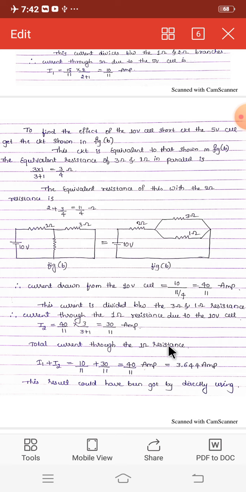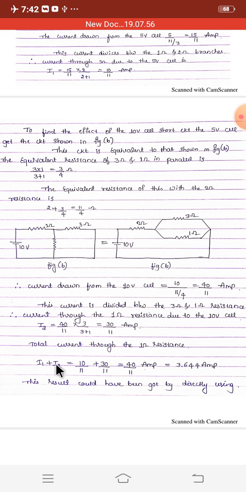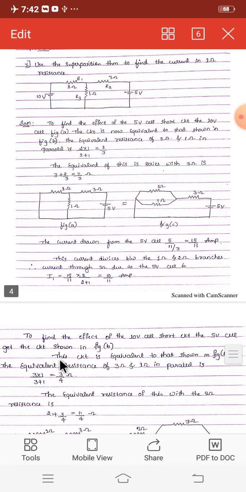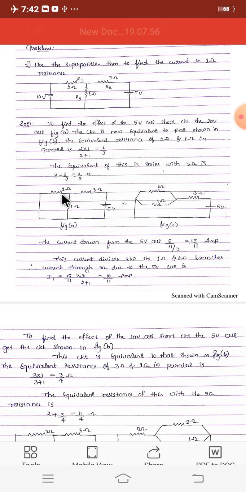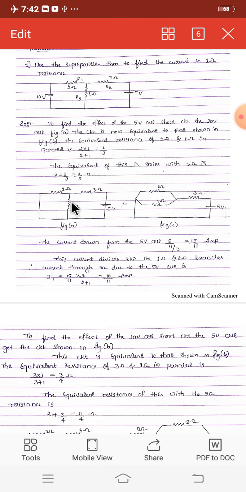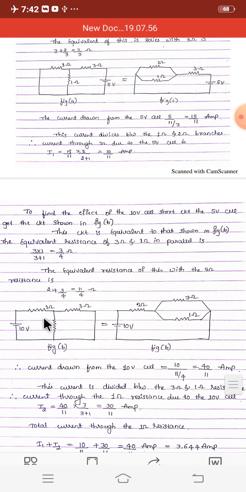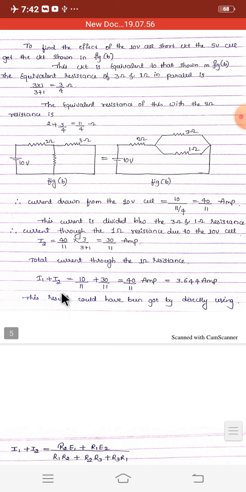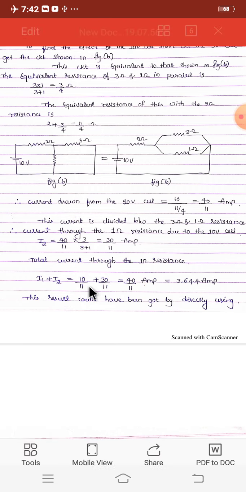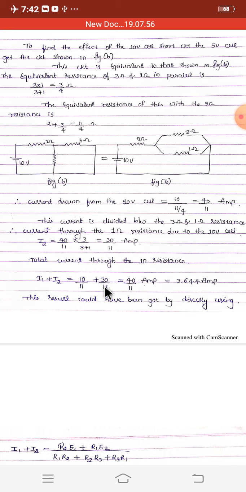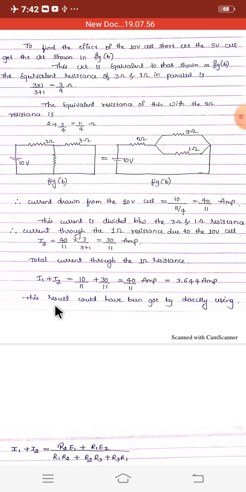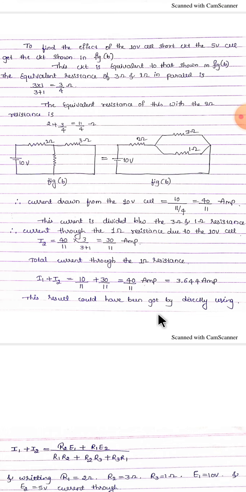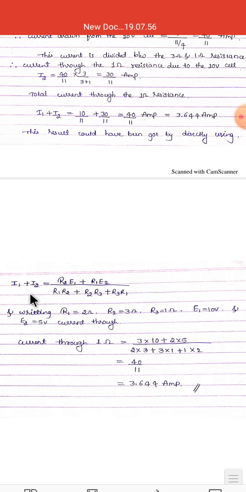Now we want the total current through that 1 ohm resistor. They were asking for the current through the 1 ohm resistor, so first take the 5 volt battery, when these two are parallel. Whenever we take the 10 volt battery, at that time these two are parallel. So we want I1 plus I2. That means 10 plus 30 divided by 11, that is 40 by 11 ampere, which is 3.644 ampere.